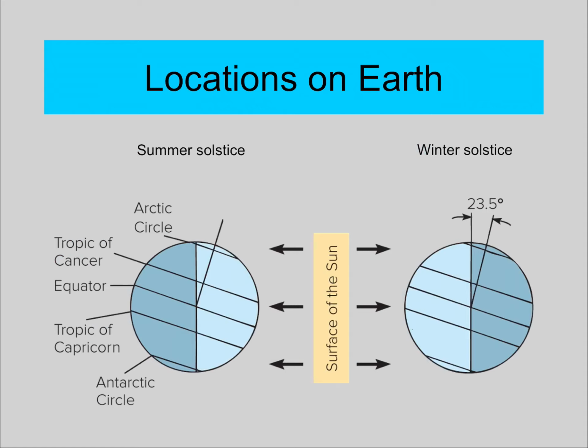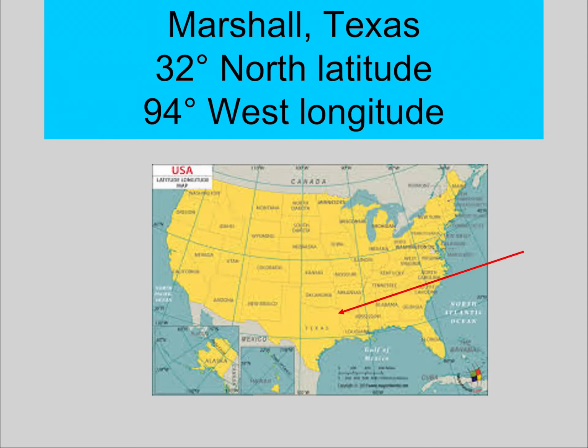Along with those latitudes and longitudes, we have what's called these specific locations: the Arctic Circle, which is in the north, the Tropic of Cancer, the equator, the Tropic of Capricorn, and the Antarctic Circle. So you need to know those lines as well. Those are the major lines. Now, Marshall, Texas, we are located at 32 degrees north latitude, so that's above the equator, and 94 degrees west longitude, which is west of the prime meridian.